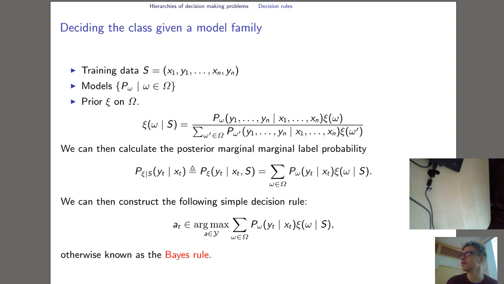You basically weight the models depending on how likely, how good they were previously. Yeah, exactly. So this basically tells you how well the data fitted to the model omega. And this is your prior probability for the model omega. And then you have to normalize just so it becomes a probability. So then you average according to that. So that's a very simple idea. And if you're doing something like Gaussian process classification, this is what you're doing. Okay.